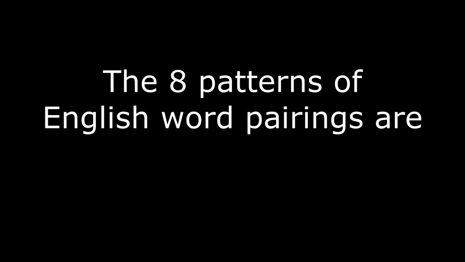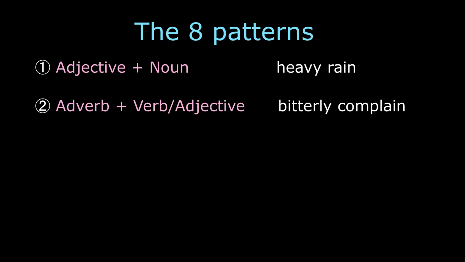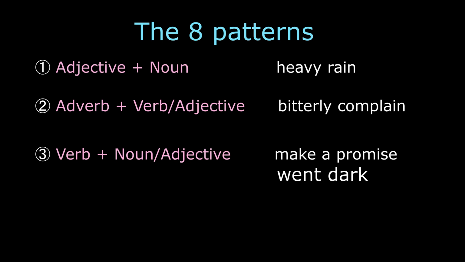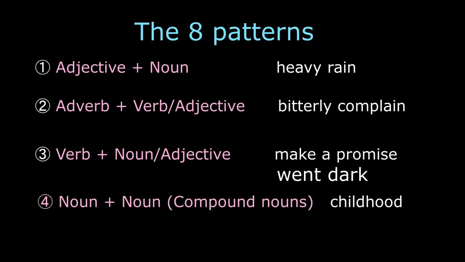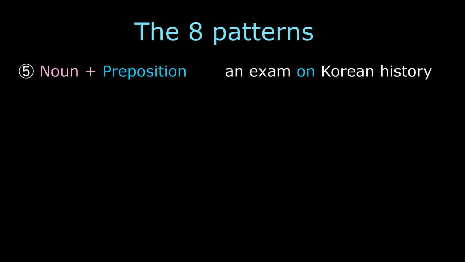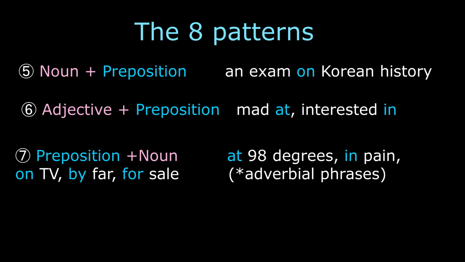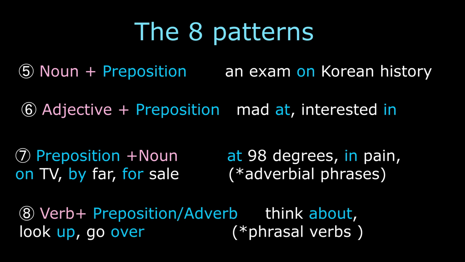The 8 patterns of English word pairings are: Number 1, adjective plus noun. Number 2, adverb plus verb or adjective. Number 3, verb plus noun or adjective. Number 4, noun plus noun, compound nouns. Number 5, noun plus preposition. Number 6, adjective plus preposition. Number 7, preposition plus noun. And number 8, verb plus preposition or adverbs.